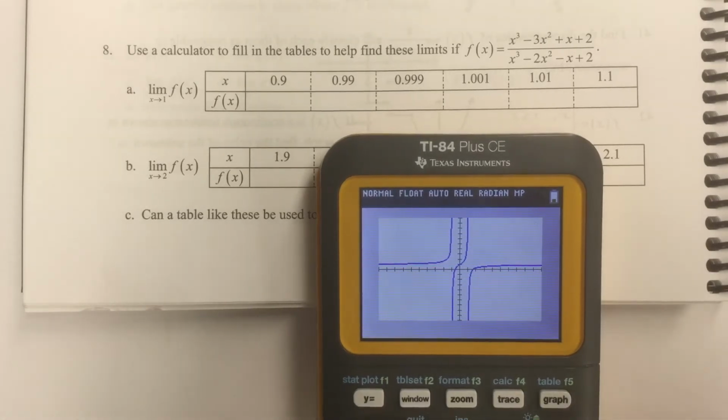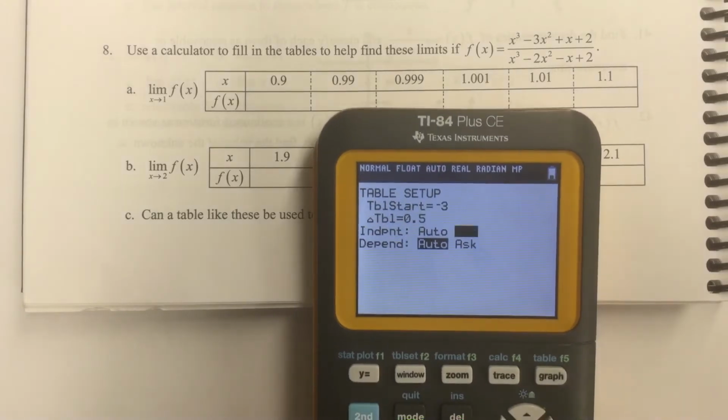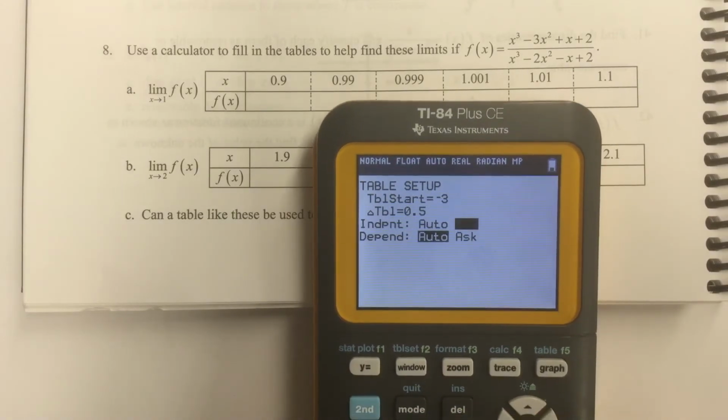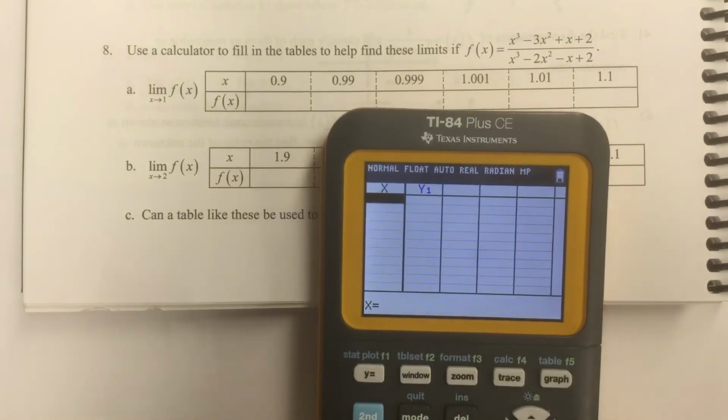Now I'm going to go to the table set. I'm going to change it to ask. That way I can put in what I want. I can put in my own numbers. And then I'm going to go to the table, so second graph. Okay, I'm just going to try. First I'm going to come from the left side. I'm going to plug in 0.9, hit enter, 0.99, enter, 0.999. I'm getting closer and closer to 1.